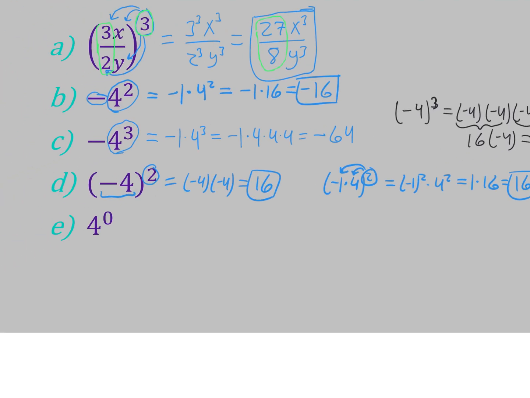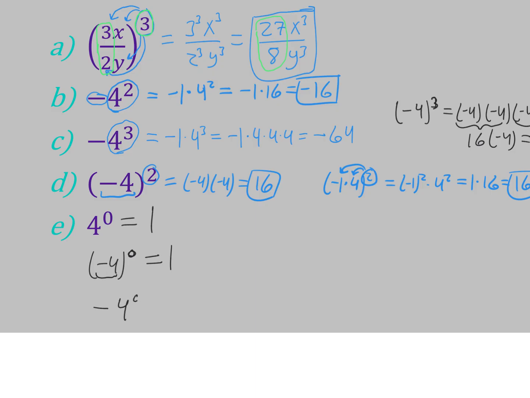And example E, this is just a basic rule from Algebra 1. Hopefully you remember anything to the power of 0 is 1. All right, no matter what the base is, right? So let me give you some other things to think about. What's (-4) to the power of 0? Right, this is also 1, right? No matter if this 4 is negative, it is the base of this exponent 0, so it's 1.